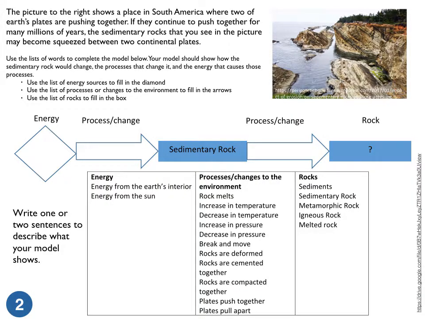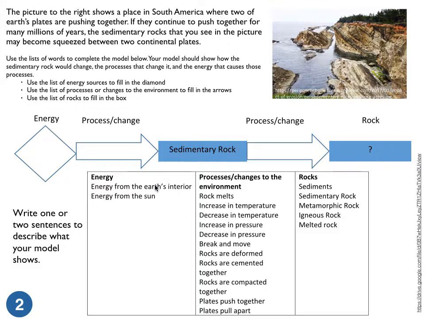Well, here's an assessment from, again, the SNAP project. And it shows us these rocks here and these layers, and it says that they're going to change over millions of years because of plate tectonics. They're going to be squeezed between two continental plates, and we want students to be able to describe what changes will happen. So we're starting with a sedimentary rock. We're going to have some energy that's going to cause some sort of process to happen where we're going to end up with still a sedimentary rock, then another process or change that's going to create a new type of rock.